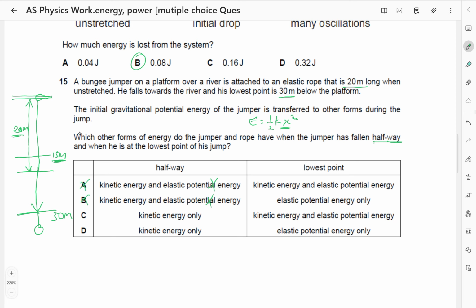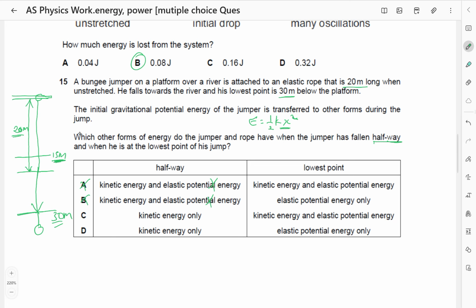Okay, but because he's moving, he has kinetic energy. And at the lowest point, of course, here they have not mentioned gravitational potential energy. So we have to concentrate on kinetic energy and elastic potential energy. So let's now look at the lowest point. Of course, at the lowest point, there must be elastic potential energy because the rope must have stretched. At the lowest point, it is a distance of 30 meters, which is above the length of the rope. So it means the rope must have extended by 10 meters. So there must be elastic potential energy at the lowest point.